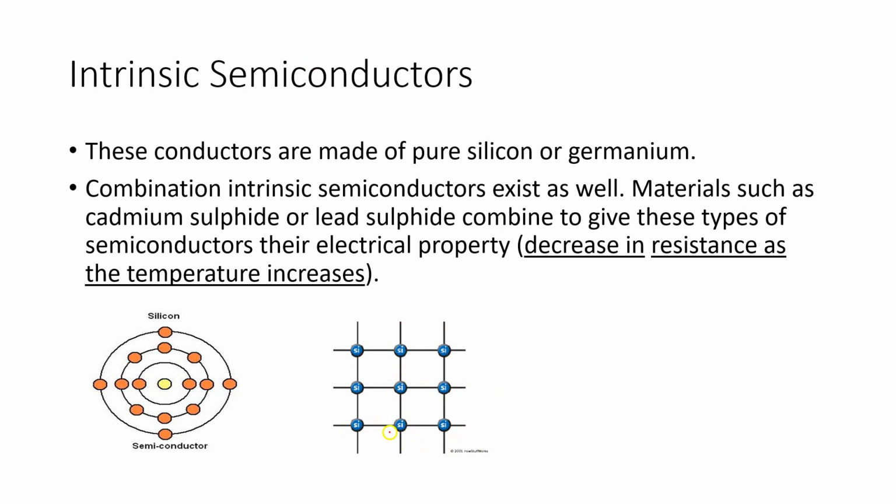Now it says that combination intrinsic semiconductors exist as such, where you have several of them conducting. Another type of intrinsic semiconductor though is what we call cadmium sulfide, right? Lead sulfide, those also are classified as intrinsic semiconductors. So it's not just pure silicon or germanium, but a combination can also be an intrinsic semiconductor material.